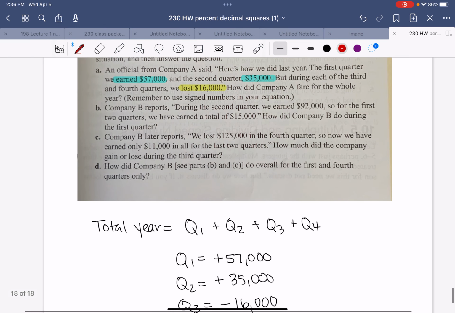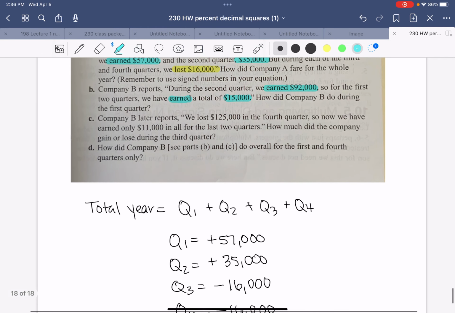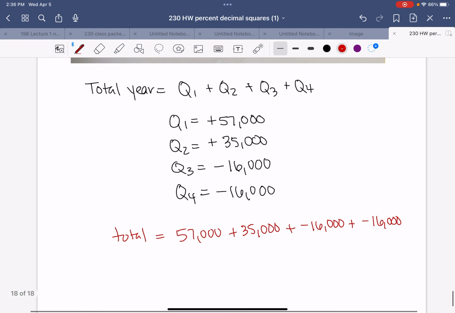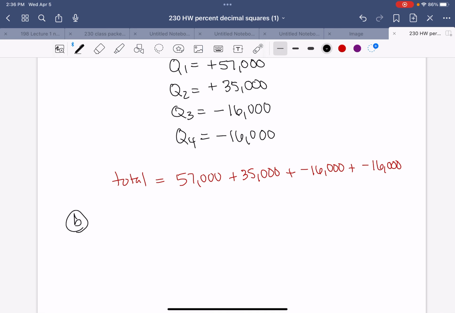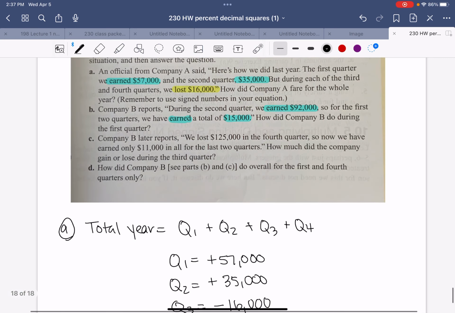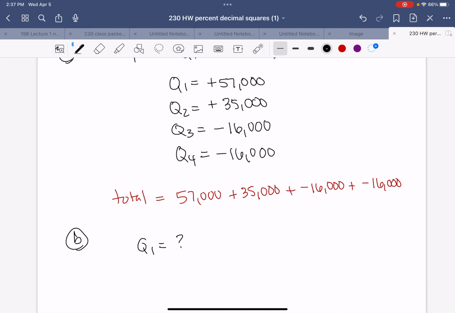Okay. In part B, we're going to do the same kind of thing, right? So during the second quarter, we earned 92,000. So that's a positive 92,000. So far for the first 2 quarters, you've earned a total of 15,000. How did company B do during the first quarter, right? So what you know in part B, this was part A. So for part B, you know that quarter 1 is missing, right? They're asking, how did company B do during the first quarter? So that's the one that you're missing.